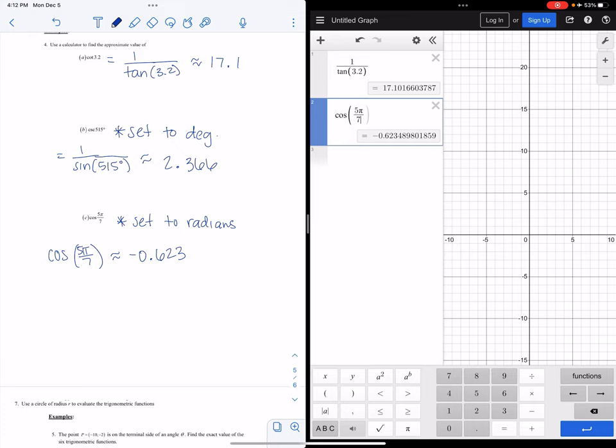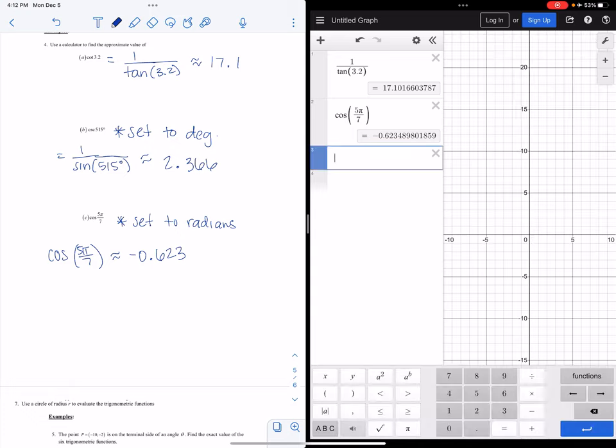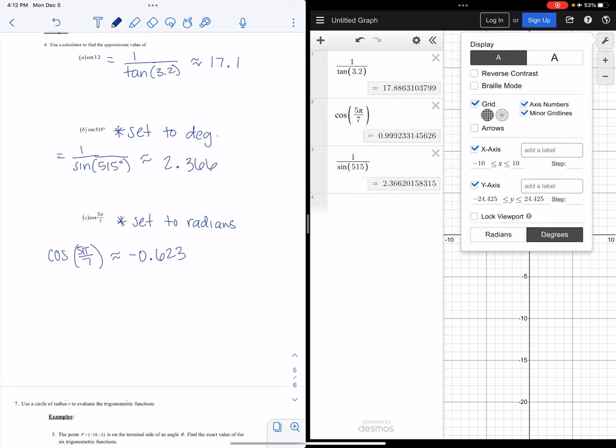Desmos is working in radians. I'm going to have to look up how to turn it into degrees. There it is, look, there it is. I found it. Okay, so I want to go back and do the other one. 1 over the sine of 515. And if I have it in degrees, you can see that 1 over the sine of 515 degrees is that 2.366. Awesome.